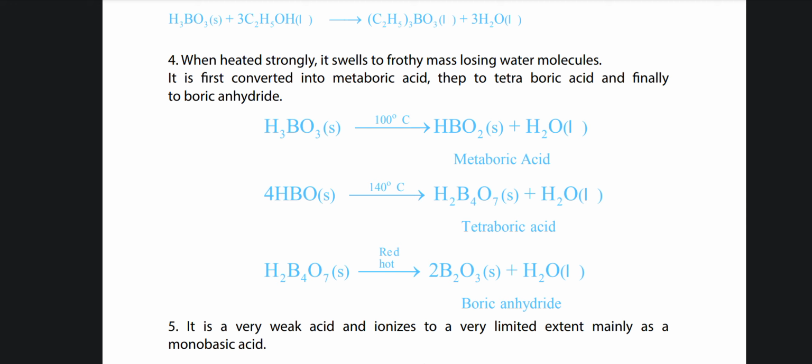Number 4, when heated strongly it swells to a frothy mass, losing water molecules. It is first converted into metaboric acid, then to tetraboric acid, and finally to boric anhydride. H3BO3 converted to HBO2 plus H2O, 4HBO2 converted to H2B4O7 plus H2O, H2B4O7 converted to 2B2O3 plus H2O.